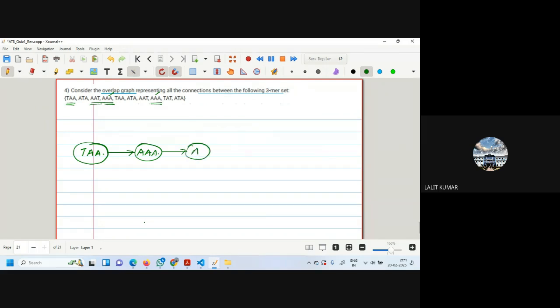So I can go to AAA, then I can go to AAT. From AAT, I can go to ATA. From ATA, this TA will merge here. It can come here also. And there is another TAA. So there is another TAA here. So we have covered this also, and we have covered ATA also. We have covered AAT one. We have covered ATA only one.